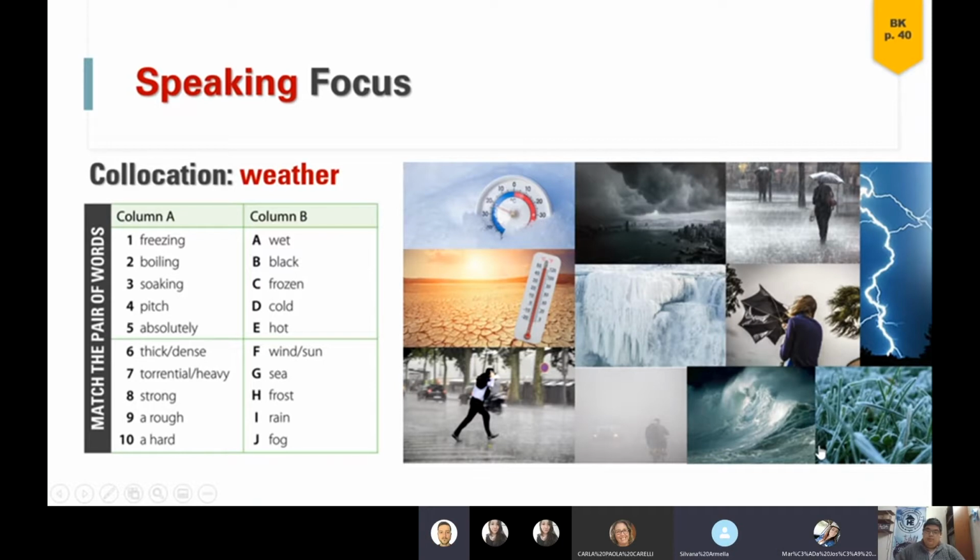A rough sea. Yes, a rough sea. And finally, you have this other picture. A hard frost. We're going to have hard frost soon, yes? Yeah. Okay. This is some vocabulary, yes, related to weather.